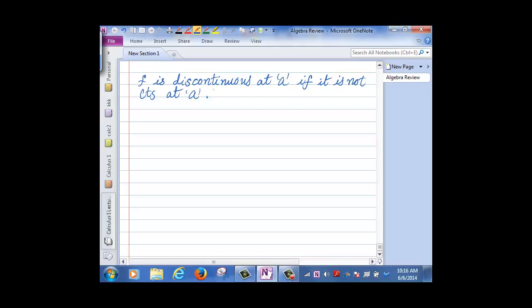Sometimes people will say we also say f has a discontinuity at a. Okay, if f is discontinuous at a, then we also say that f has a discontinuity at a.